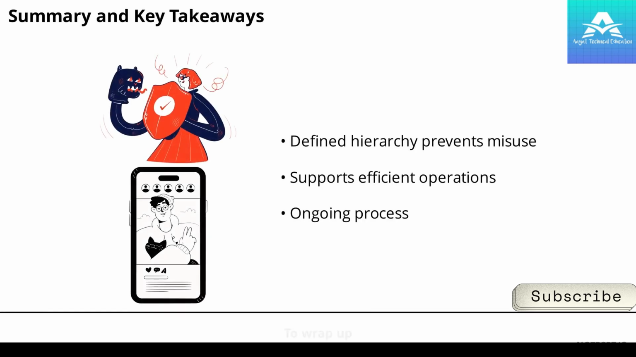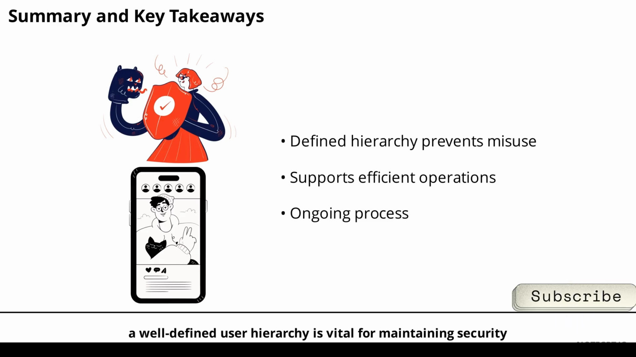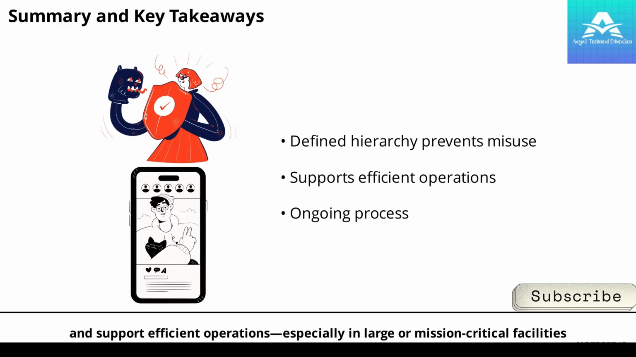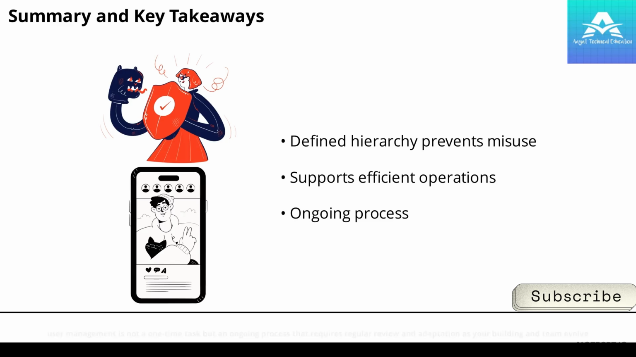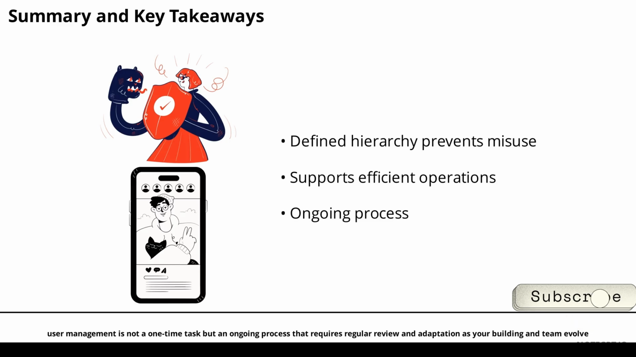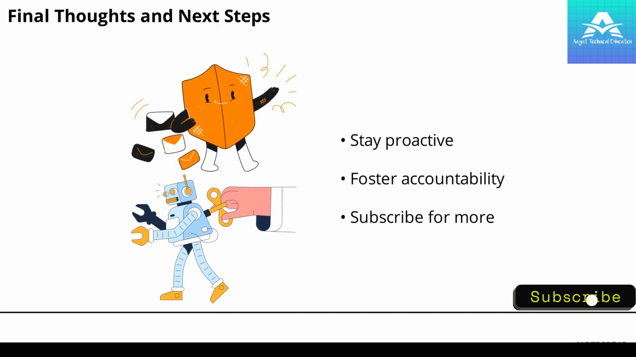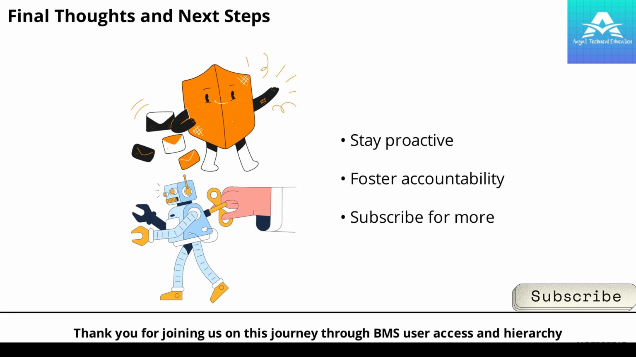To wrap up, a well-defined user hierarchy is vital for maintaining security, system health, and accountability in any BMS. By clearly defining access levels, you prevent misuse, reduce risk, and support efficient operations, especially in large or mission-critical facilities. Remember, user management is not a one-time task, but an ongoing process that requires regular review and adaptation as your building and team evolve.